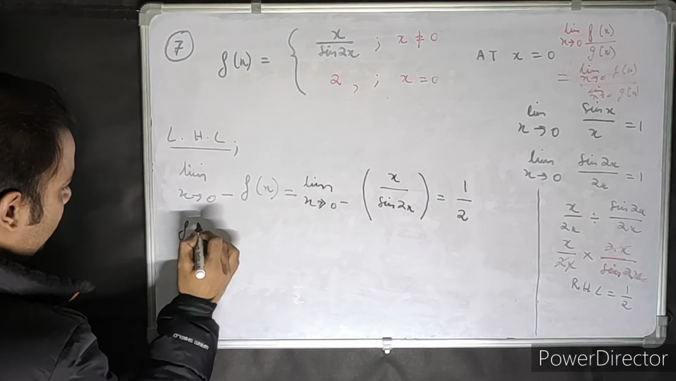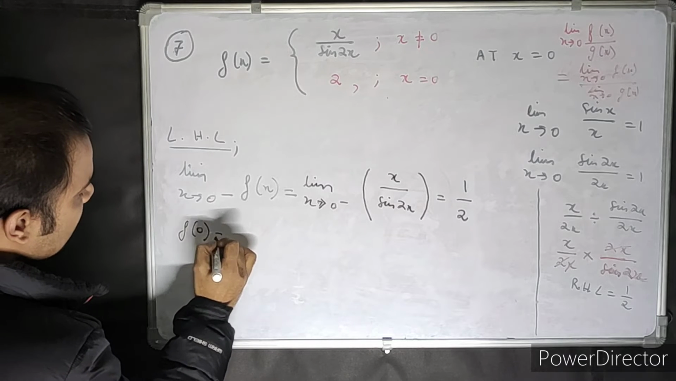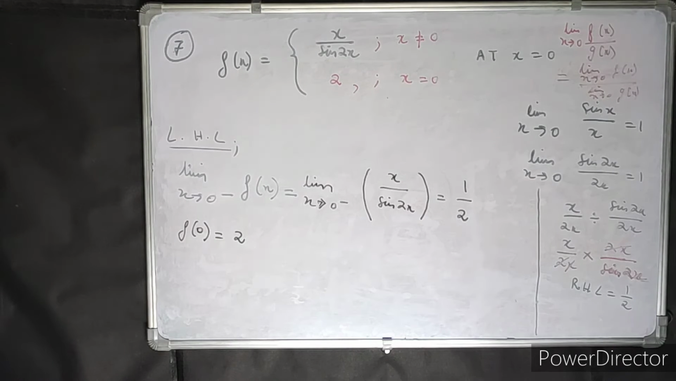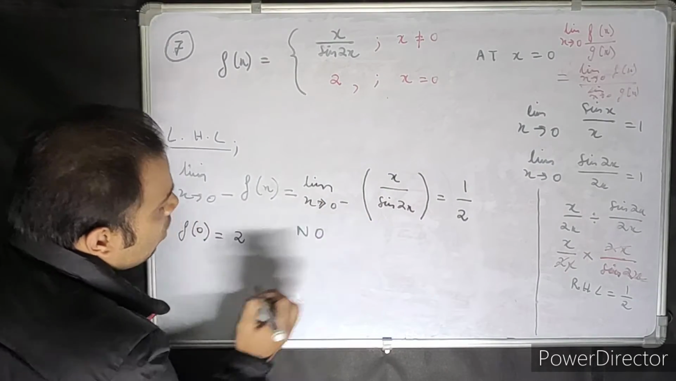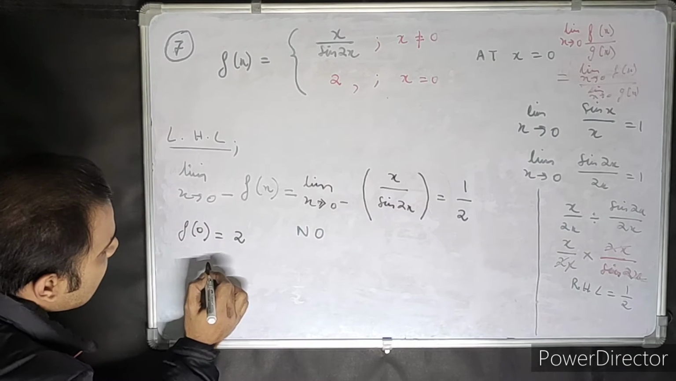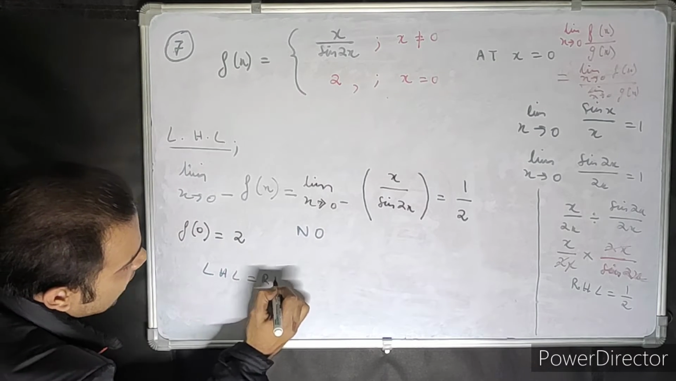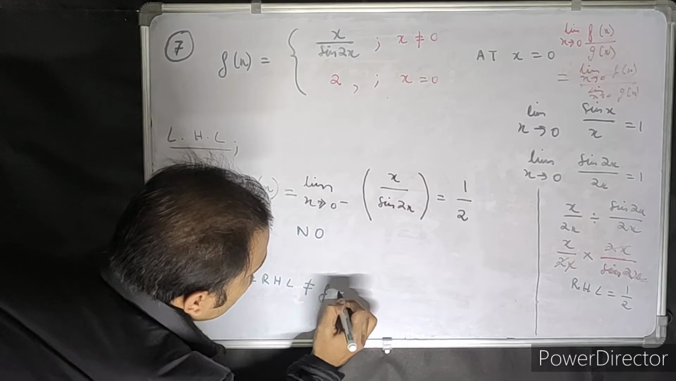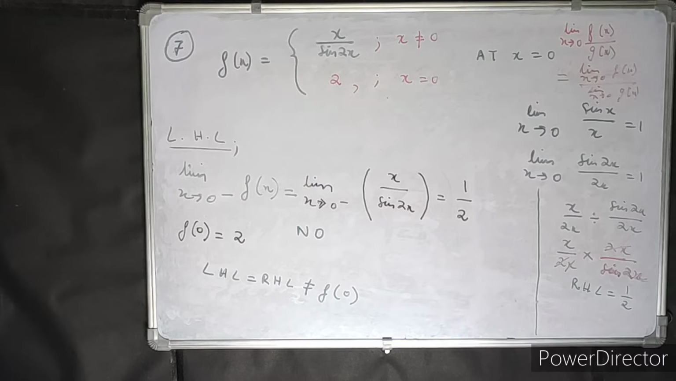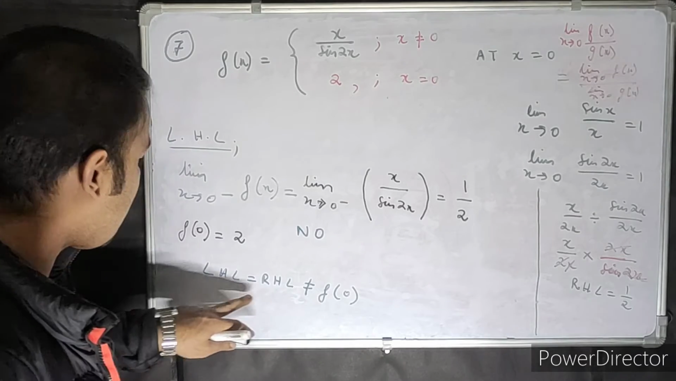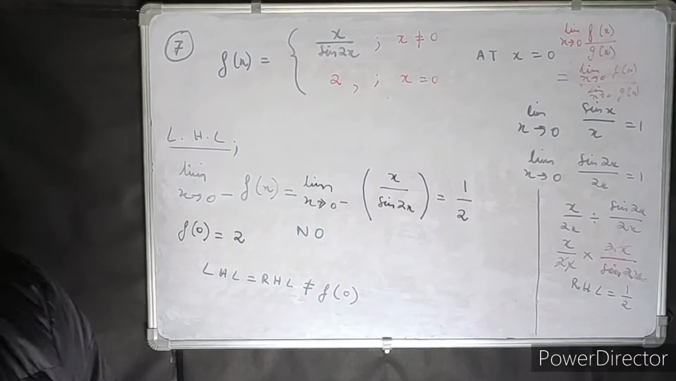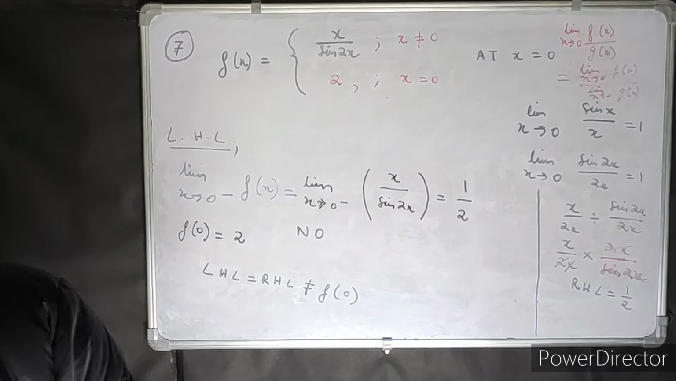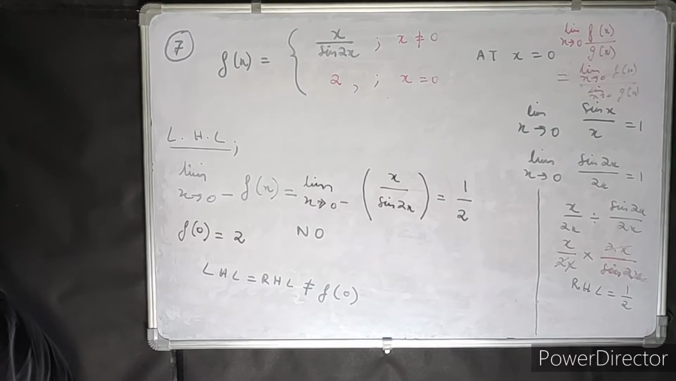Now f of 0. What is f of 0? 2. So can you say that the function is continuous? No, the function is not continuous. Why is it not continuous? Because LHL is equal to RHL, but it's not equal to f of 0. That means the right hand limit and the left hand limit are equal to each other, but not equal to the function. Hence the function is not continuous at x equal to 0. So the answer of 7 is no.